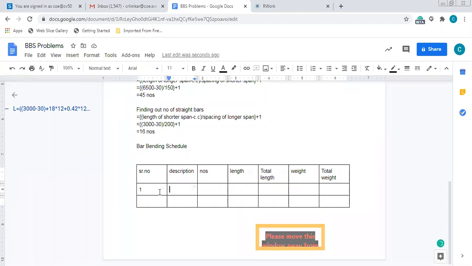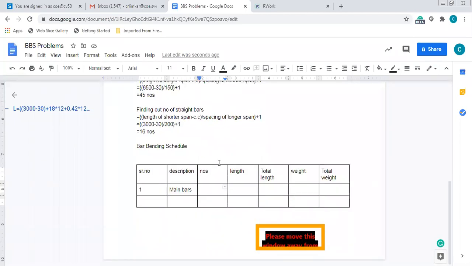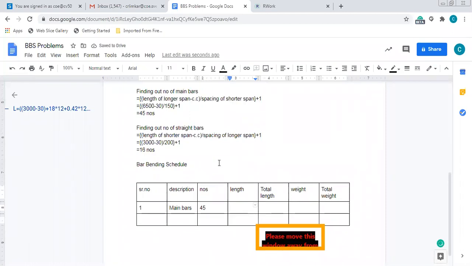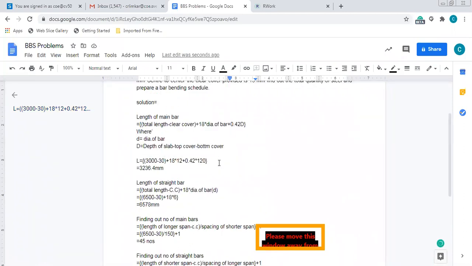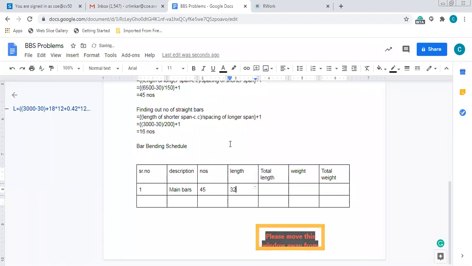Serial number 1, the description is your main bar. You can draw the diagram also. You can add one column, the shape of the bar, and draw the diagram in this table. If not, it is also okay. Main bars, how many numbers? 45 numbers. What is the length of the main bar? Length of main bar equals 3236.4. Length we are going to take in mm.